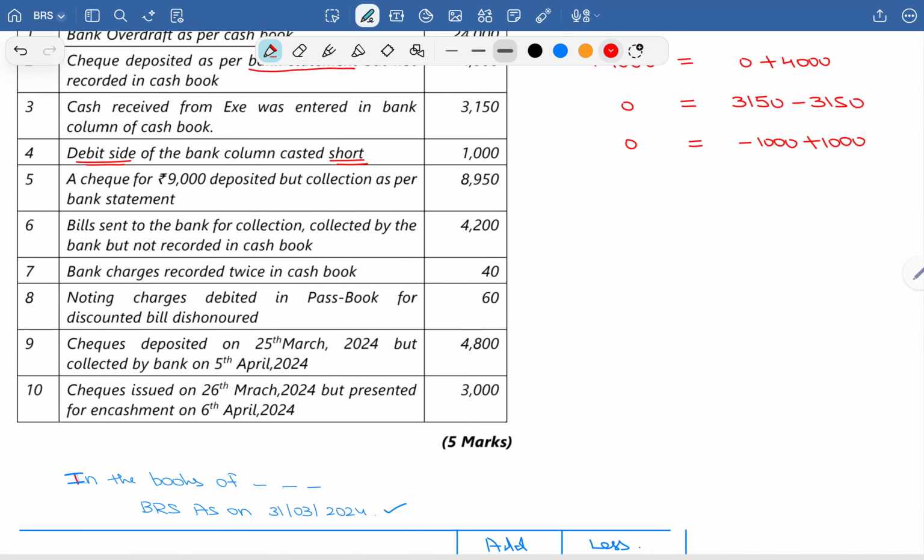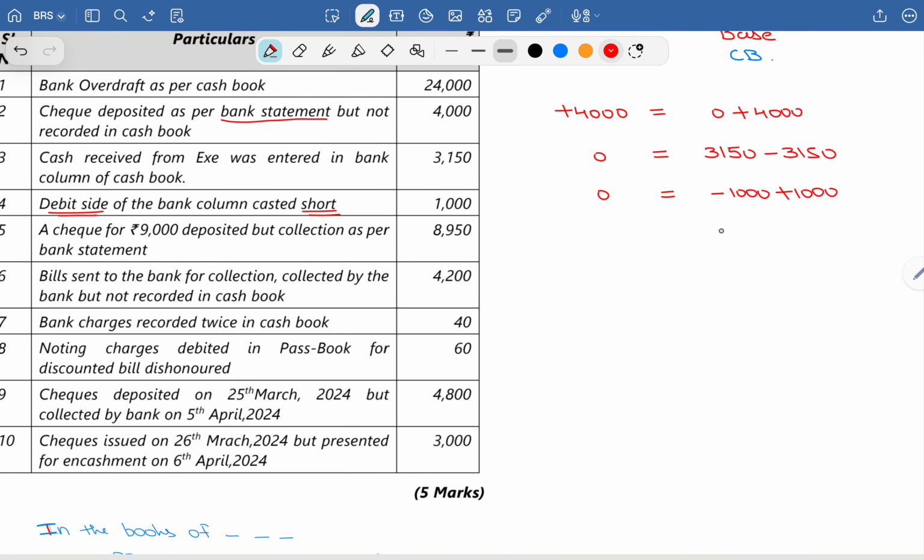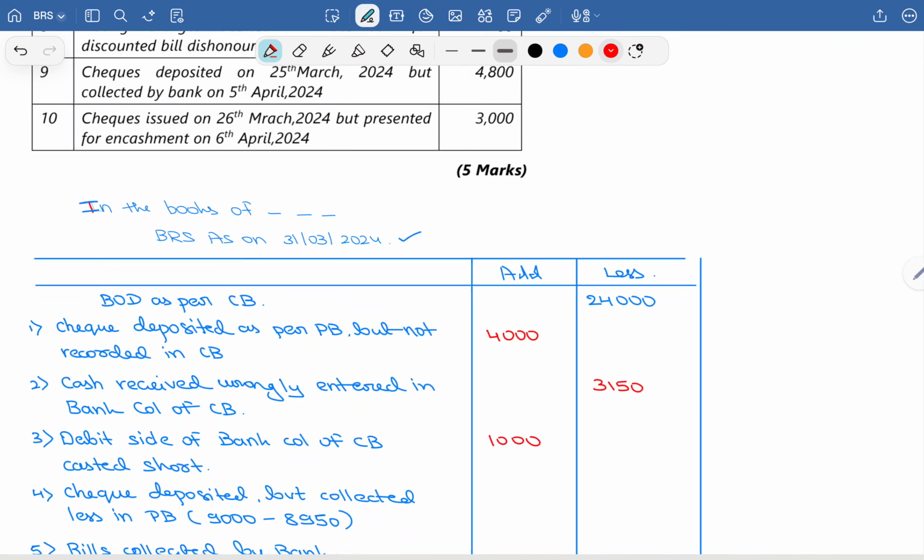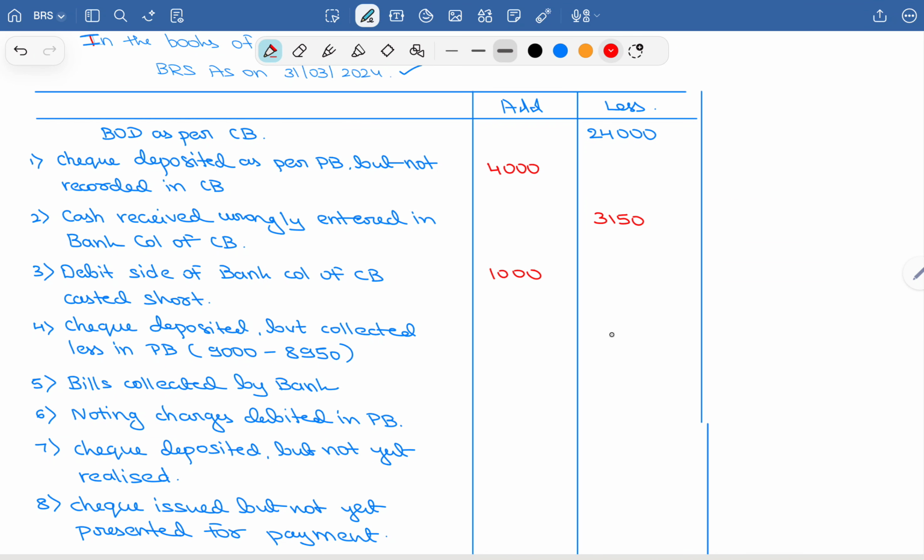Next, a check of rupees 9,000 deposited but collection as per bank statement is 8,950. So in the cash book we have increased 9,000 rupees, but in the passbook it is only how much? 8,950. It is collected less. So how much is the amount difference? 50 rupees. If I deduct it from the cash book, my cash book will be equal to passbook. So cash book, less column, 50.